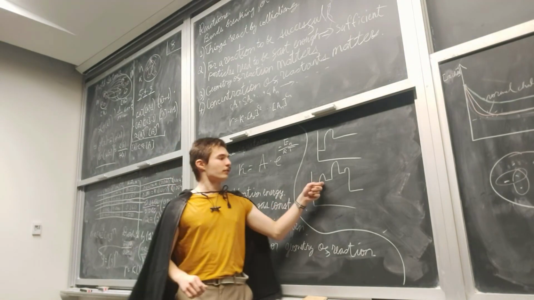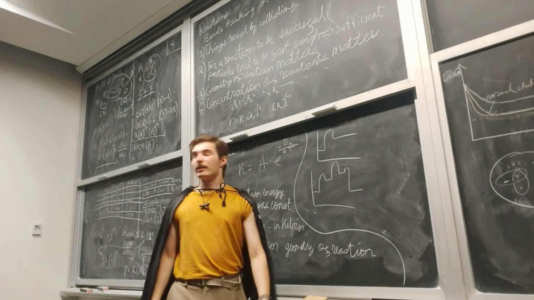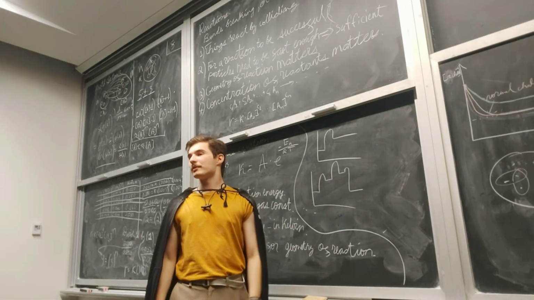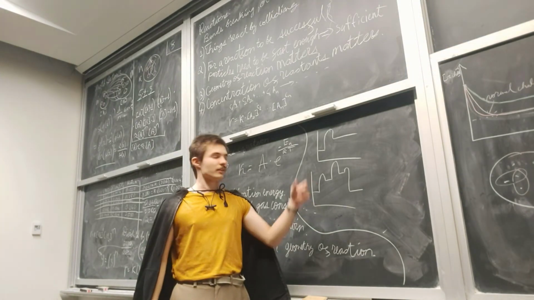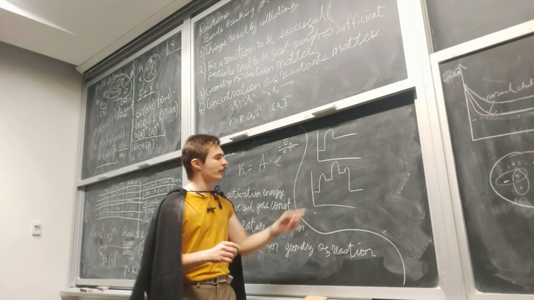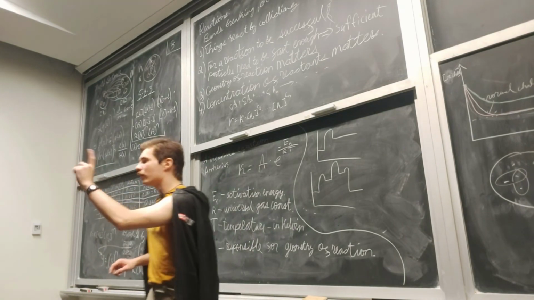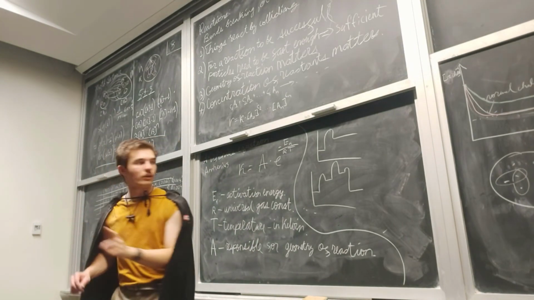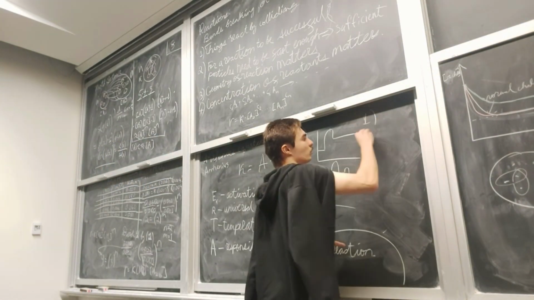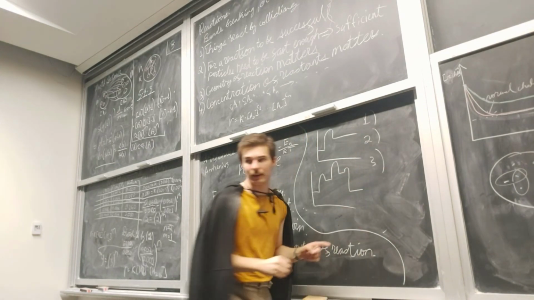Yes, this is the first step, that's the second step, that's the first step, second step, third step. That's it. There's nothing to it. And then you can figure out, once again using Hess's law, you have like three steps: step 1, step 2, step 3.